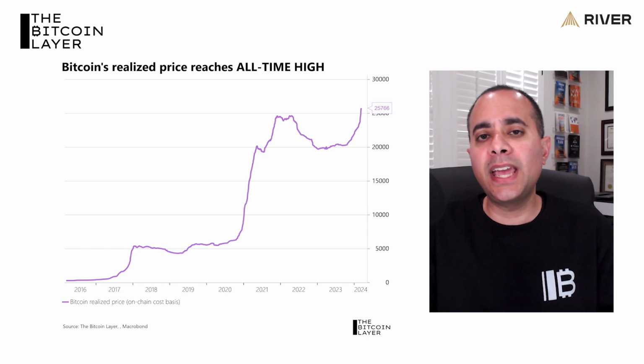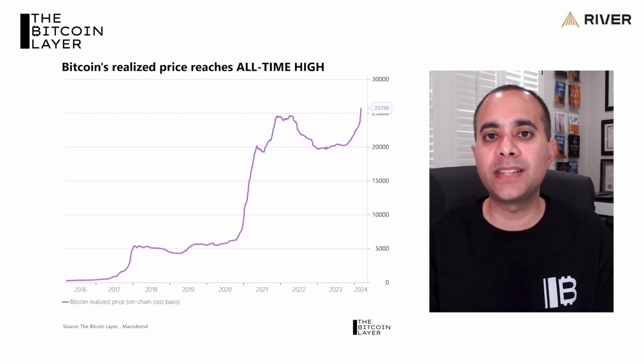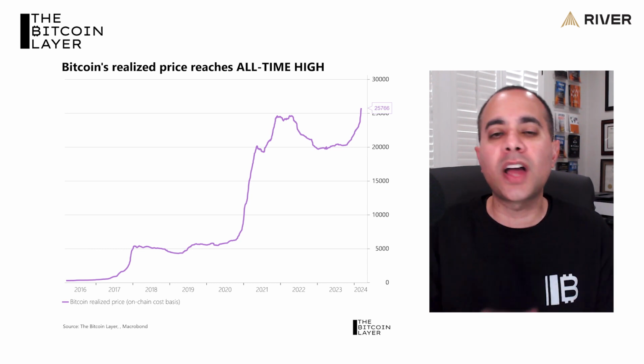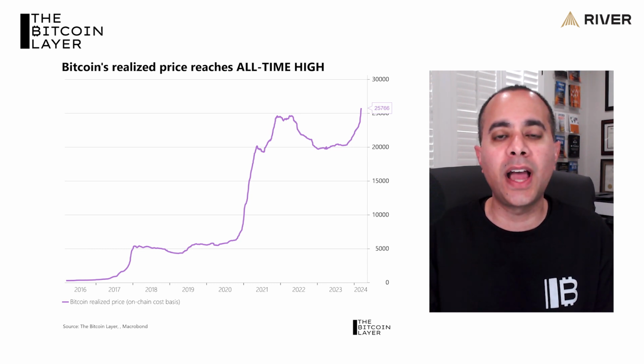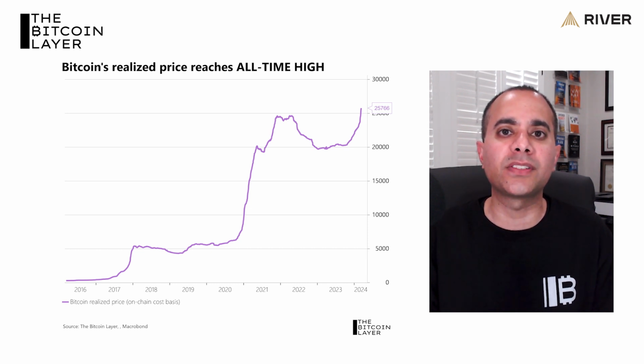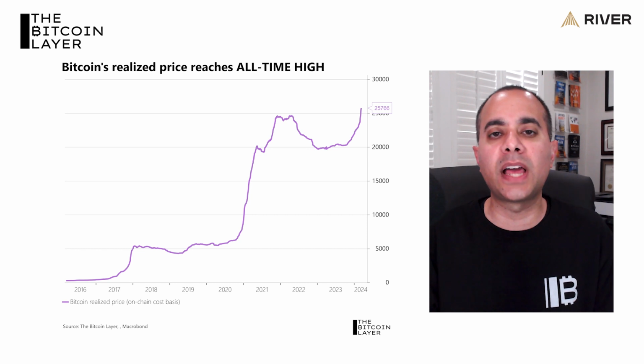This is not always the case, of course. As we know, in bear markets, the market price can fall below the realized price, meaning that on average, even long-time holders that have held for a long time are at a loss in their holdings. So that's why we have to measure market price relative to realized price.